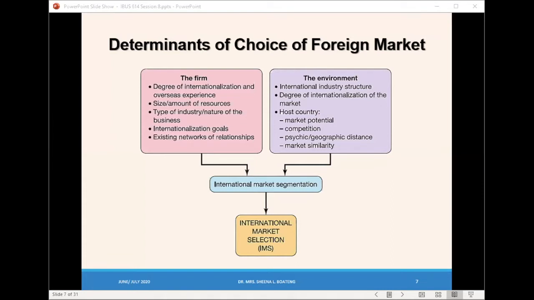Yeah, Doc, where would you fit management expertise in as a determinant that the firm needs to have before thinking of going into management? I think I will place it under the size and amount of resources, because expertise comes about as a result of human capital, right? Yes, and human capital is a resource. Good. So I'll place it under the size and amount of resources.